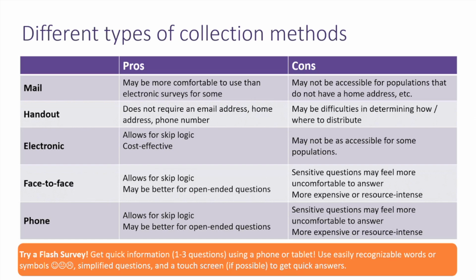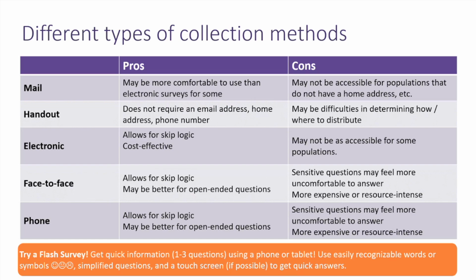When it comes to face-to-face surveys, again, it's allowing for that skip logic. And it might be better for open-ended questions if you have someone who's recording the answer. On the other hand, sensitive questions may feel more uncomfortable. Some folks may feel better writing it down on a piece of paper than saying it to a person. They're also much more expensive or resource intensive. Same thing with phone. Again, allows for skip logic, might be better for open-ended, more expensive or resource intensive, and that same issue with sensitive questions.